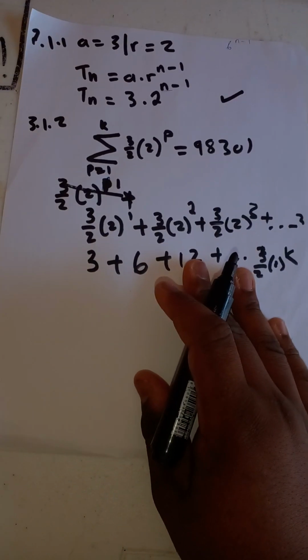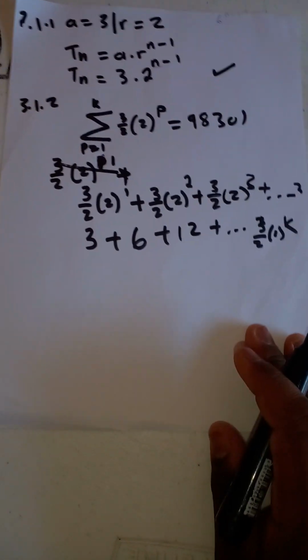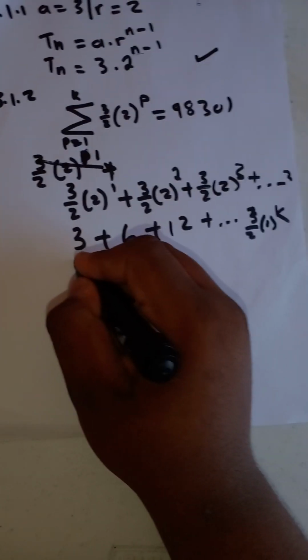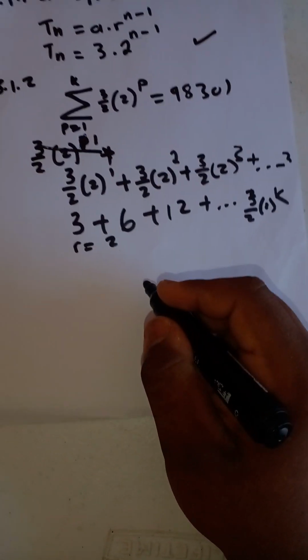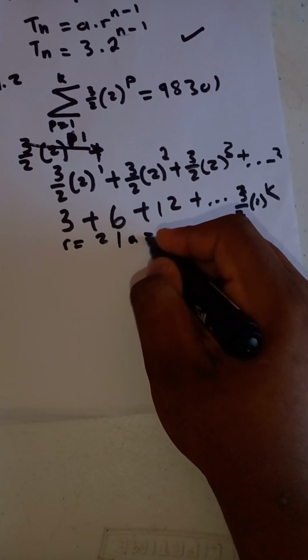and then I put k up there, because I guess you are looking for the value of k. After that, I can see that it is the same pattern that I was given. Then I can say my ratio is equal to 2, and then the value of a is equal to 1.